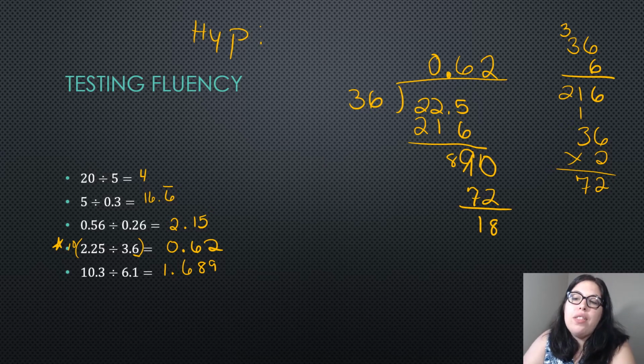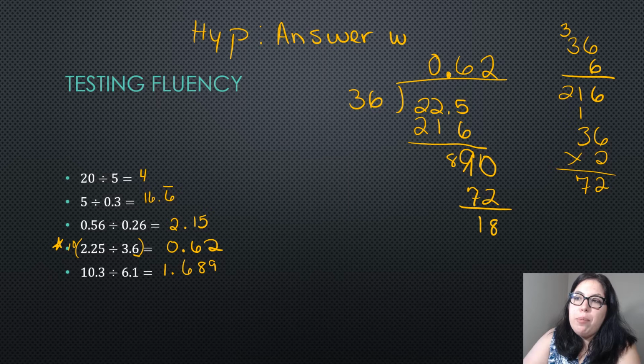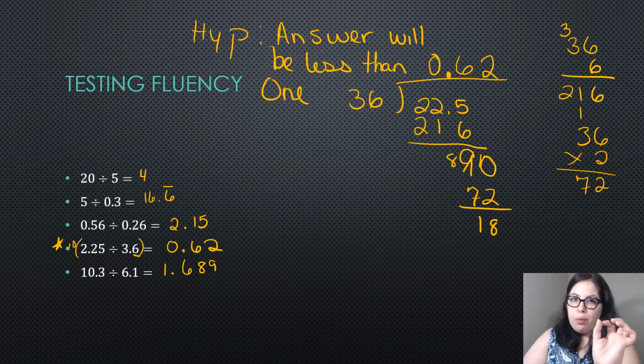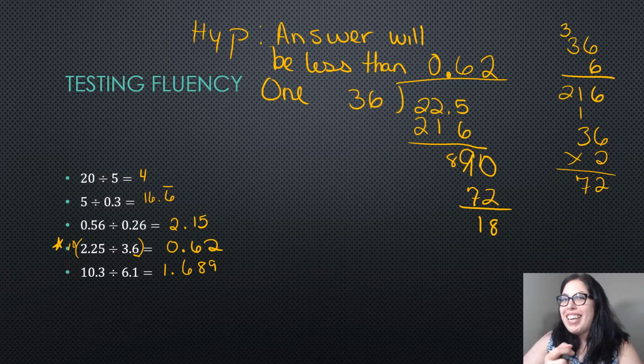So my hypothesis would have been, I can't even make one group. My answer will be a number less than 1 because I can't even make one group. And that shows number fluency, okay? That's what we want to get to, being able to say, oh, if I'm dividing 3.6 into 2.25, I can't even make one group. I can't even divide it into one group that is 3.6. So I'm going to get an answer less than 1.